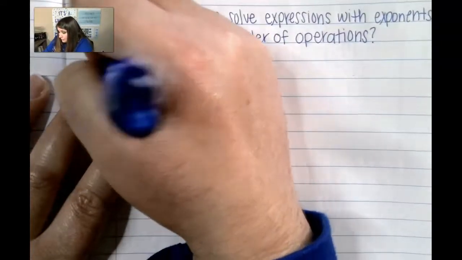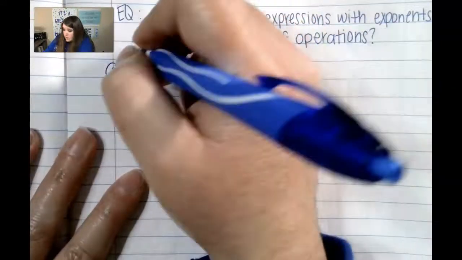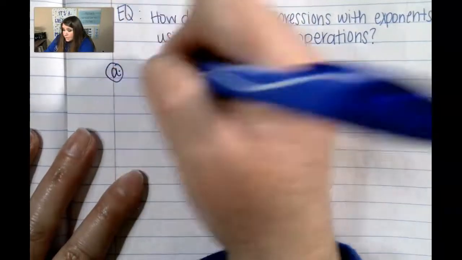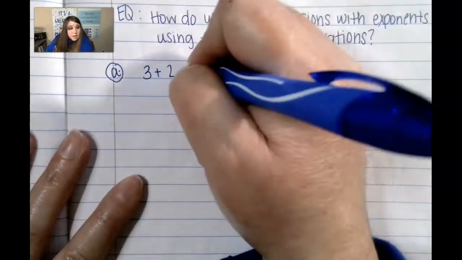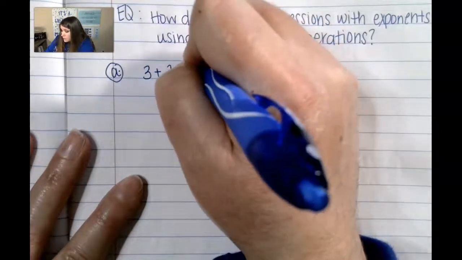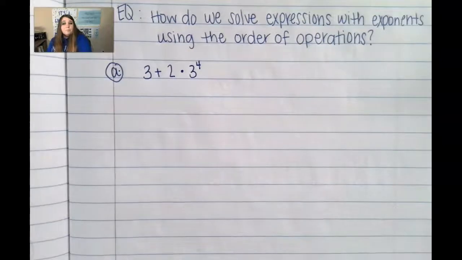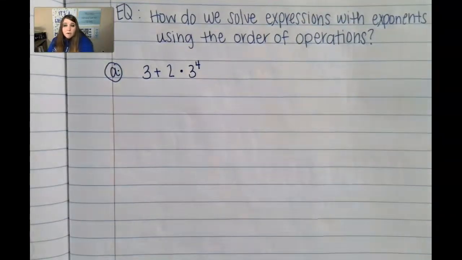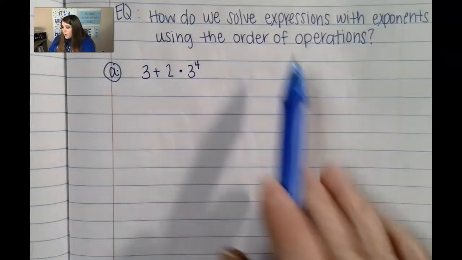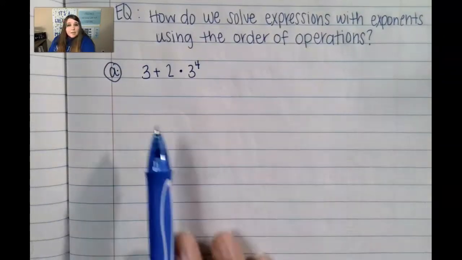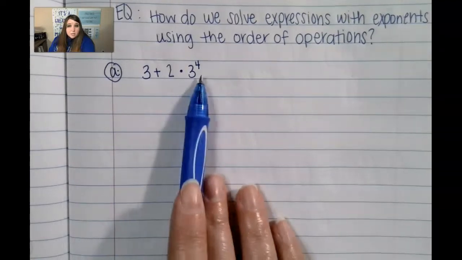All right, so our first example that we are going to look at, example A, looks like this. 3 plus 2 times 3 to the 4th power, or 3 with an exponent of 4. So when we look at this problem, our idea here is to remember, where should I start? I know I need to use the order of operations, because there is more than one operation to do.